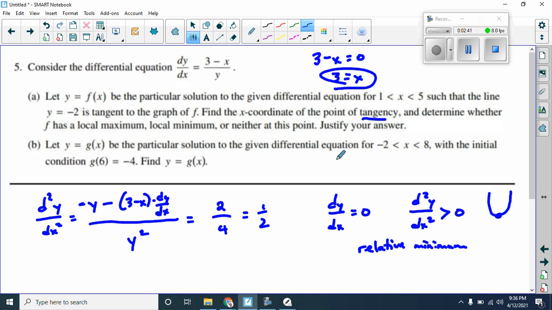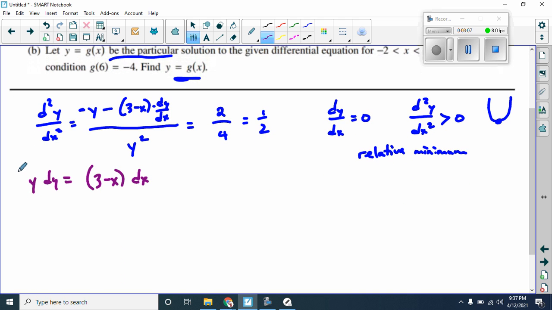Part B asks us to find the particular solution to that given differential equation. So we need to solve dy dx equals 3 minus x over y. We want to start by separating the variables. That gives me y dy equals 3 minus x times dx. Integrate both sides. That gives me 3x minus 1/2 x squared plus c. This side would give me 1/2 y squared.